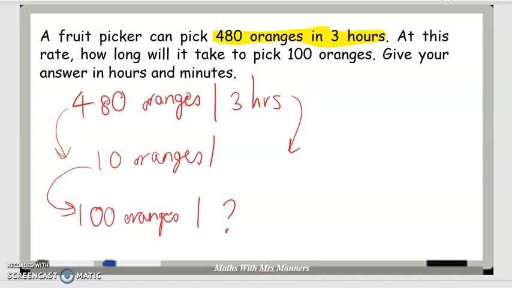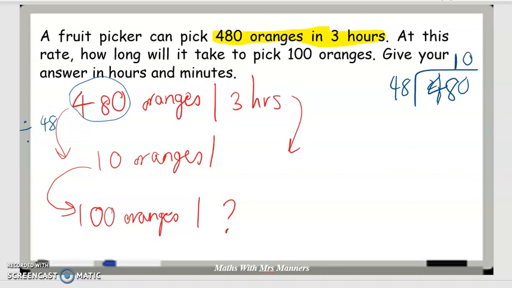So to go from 480 oranges to 10 oranges, I'm going from a larger quantity to a smaller quantity, so I am dividing. Hopefully you've got good enough arithmetic to know that to get to 10, I have to divide 480 by 48, because 48 goes into 48 once, and 48 goes into 0 zero times. So we'll divide by 48, and then on this side I will divide by 48 as well. See what that gives us as a value. It gives us a decimal, but there's nothing wrong with that. So we're getting 0.0625 hours.